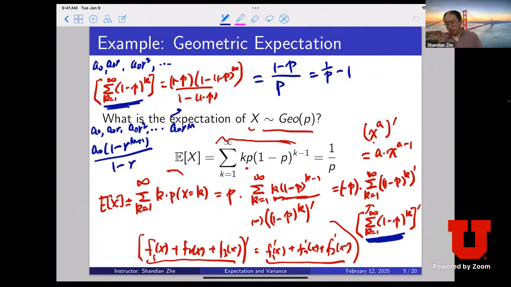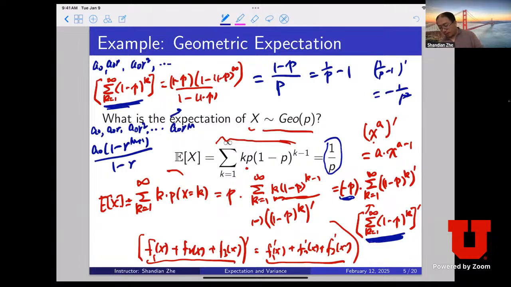What's this derivative with respect to p? Can anyone just read it for me? Yes, it's minus 1 over p squared. And now outside there's a constant factor, minus p. You multiply them together, and you end up with 1 over p. Does it make sense?